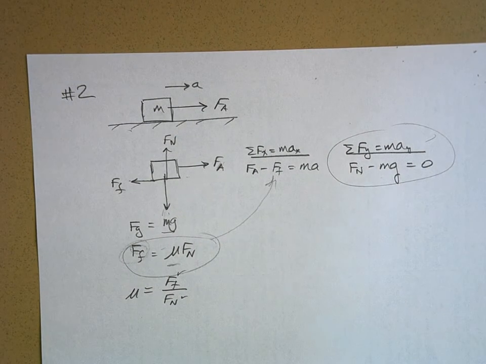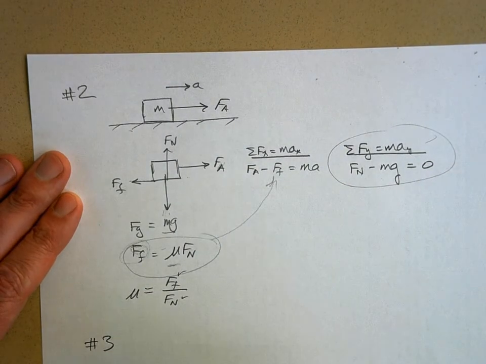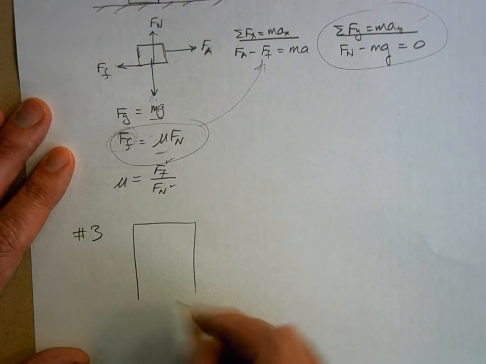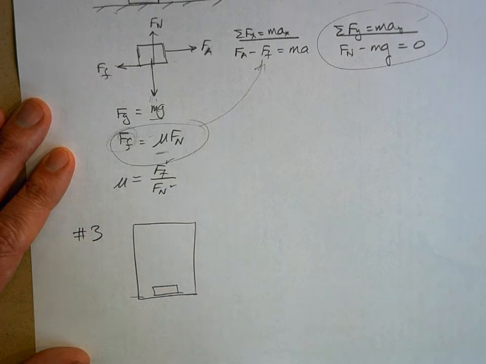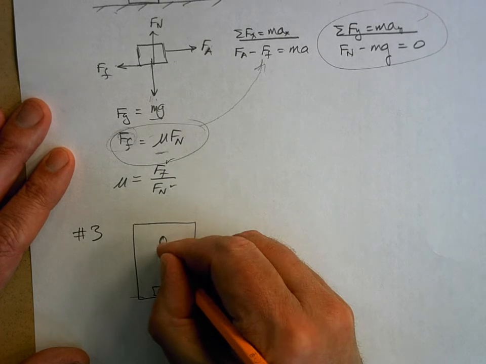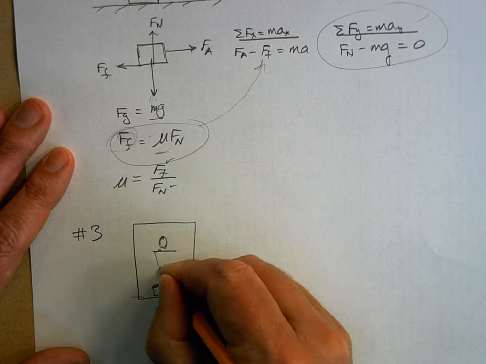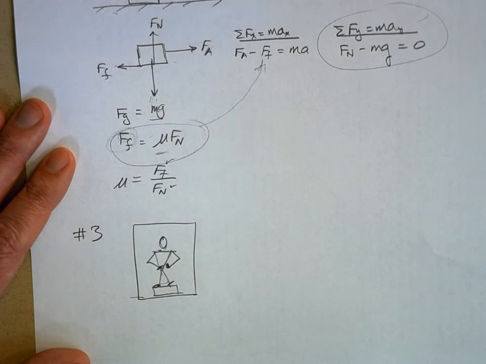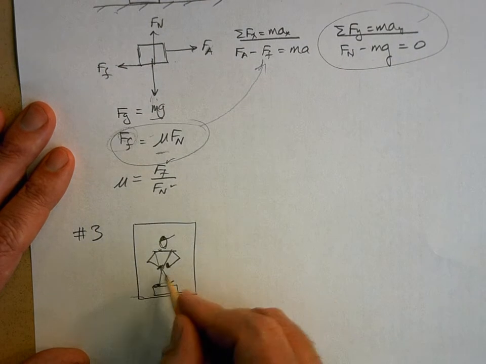Okay, problem number 3. Well, we've got an elevator problem. So I'll put number 3 down here. I'm going to have some dude standing in an elevator. And this elevator is going to have a spring scale on it, so you can measure the force between your feet and the floor. Here's a guy standing there. I always wear a hat. All right. So he's standing there on the spring scale.